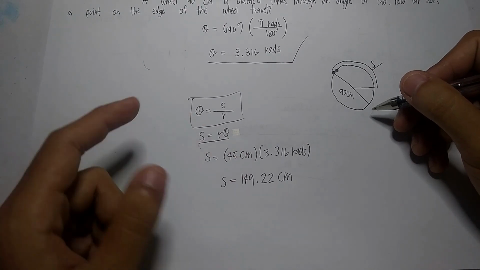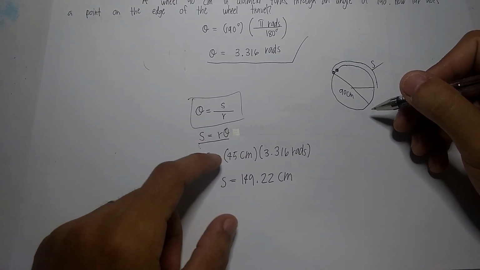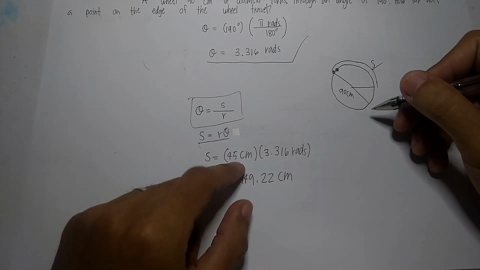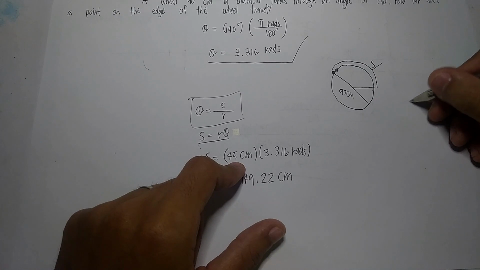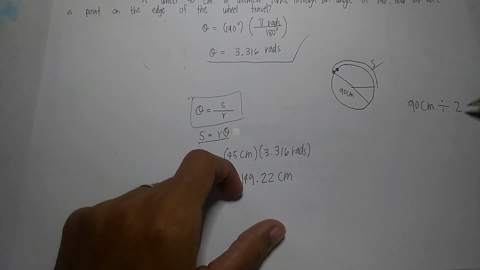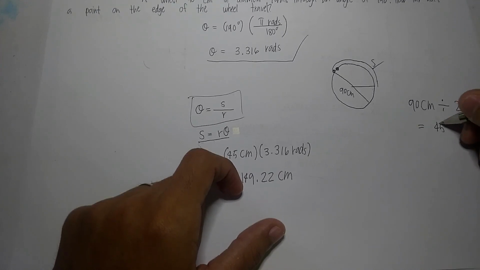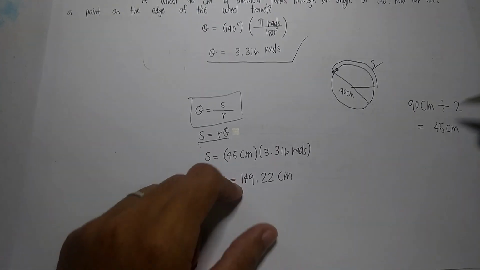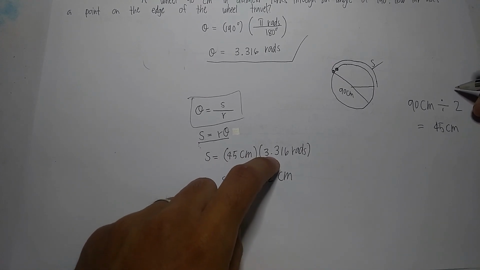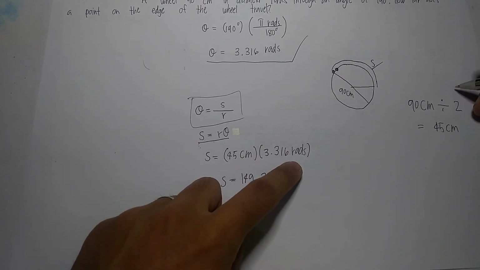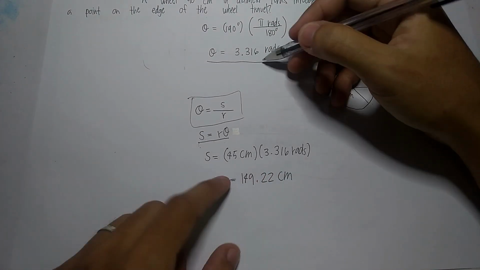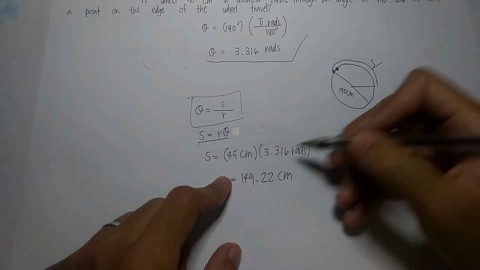Thus, we now have the values we need to find the s, which is 45 centimeters, because we will divide the 90 centimeters by 2, and we will arrive at 45 centimeters because it is the radius. After that, we will substitute the 3.316 radians, which is the angular position that we derived earlier, and we will multiply the two values.